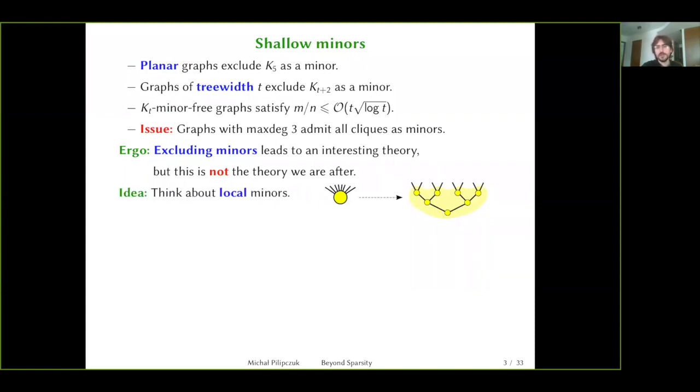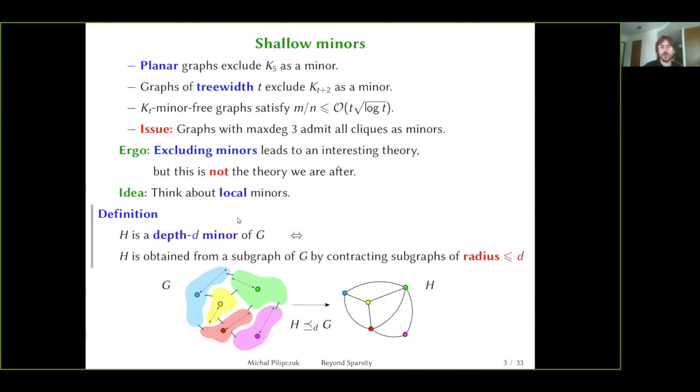So looking at this example, at this blow up of this vertex of high degree into a binary tree, we see that in order to get this vertex of high degree, we would need to really contract a large binary tree, right? But we wanted to preserve the sparsity only under sort of local operations, right? So maybe we should think about a notion of local minors. And this is exactly what we are going to do.